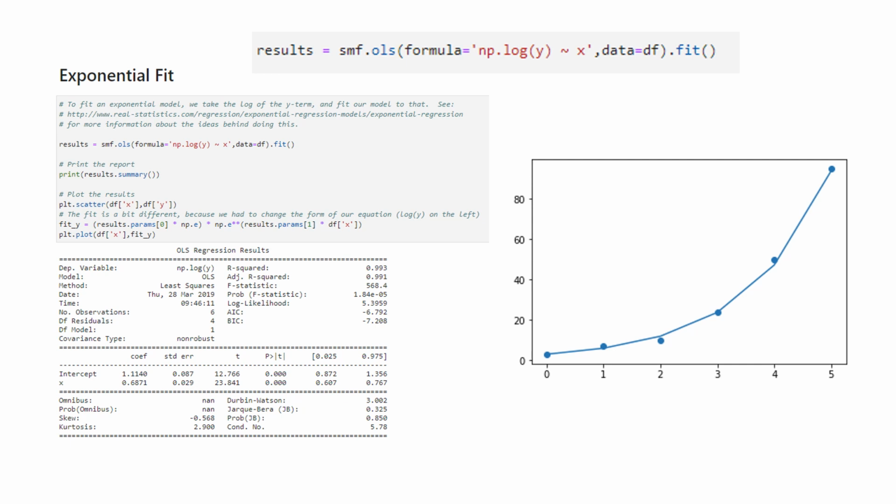This is an example of an exponential fit. The way that you declare this in Patsy looks something like this. So the log of y equals x, slightly different formulation. You can see that we're still getting a fairly good R squared value, and the fit again is quite good.